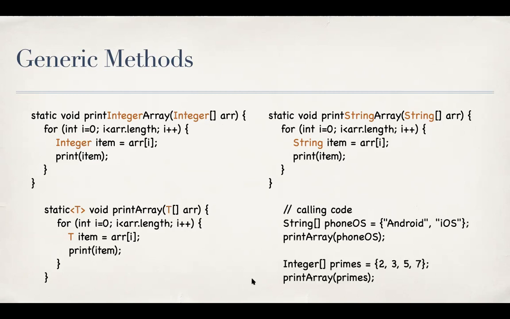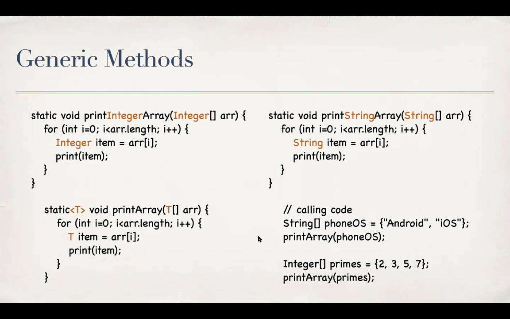We can use it through this example calling code. Let's say you create a string array, phoneOS, which has Android and iOS as array elements, and you call printArray, this generic method. Compiler will figure out that you are sending it a string array. You could also create an integer array, say primes 2, 3, 5, 7, and pass that to the printArray method, which is again the same printArray method, and compiler figures out this time you are using an integer array and not a string array.